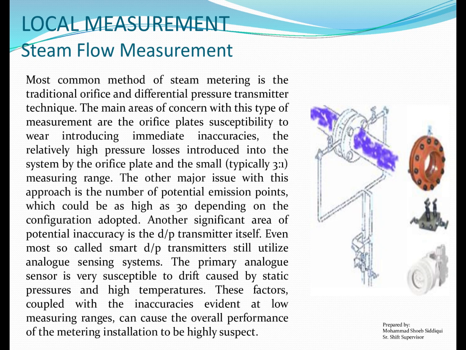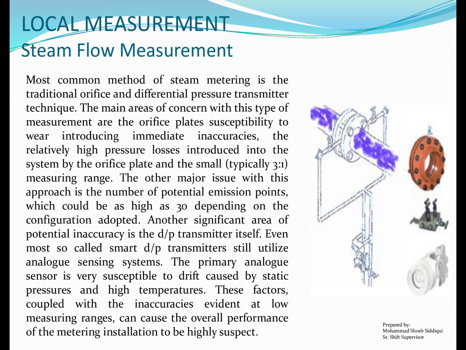Steam flow measurement. The most common method of steam metering is the traditional orifice and differential pressure transmitter technique. The main areas of concern with this type of measurement are the orifice plate's susceptibility to wear, introducing immediate inaccuracies, the relatively high pressure losses introduced into the system by the orifice plate, and the small, typically 3-to-1, measuring range. The other major issue with this approach is the number of potential leak points, which could be as high as 30 depending on the configuration adopted.